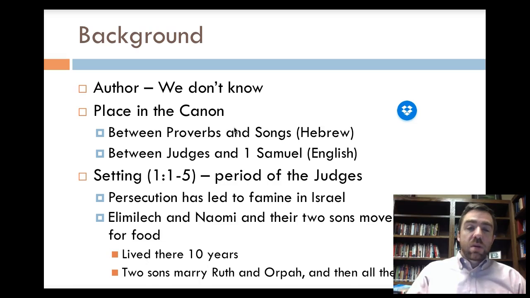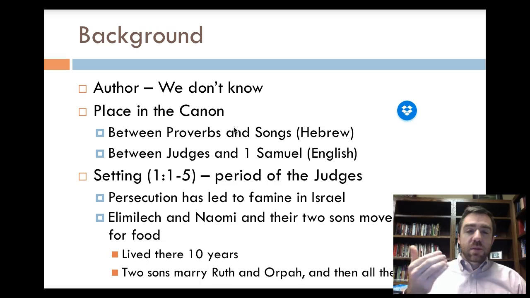It's set in the period of the Judges. Persecution has led to famine, and Elimelech and Naomi and their two sons moved to Moab, which was an enemy of Israel, for food, and they lived there for 10 years. Their two sons marry Ruth and Orpah, and then all the men die. So Naomi, the mother-in-law, and then Ruth and Orpah, two Gentile women, say we're going to go back to Israel.